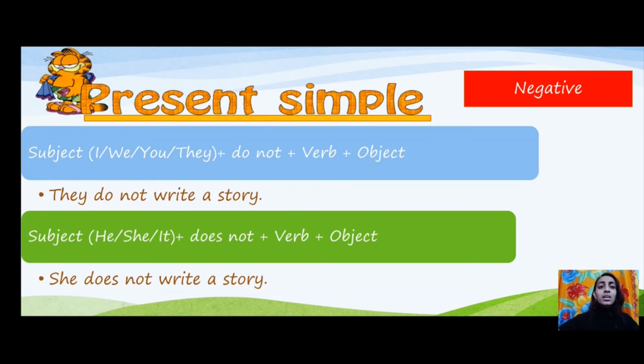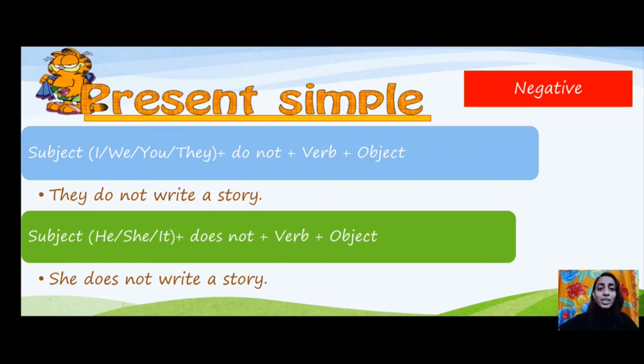Fine, let us read the structure first. Subject. If the subject is plural, then we are supposed to add do, not, and then comes the first form of the verb, and then comes the object. Like for example, they is always followed with the auxiliary verb do or does? Do. Very good. They do not write a story. I do not write a story. You do not write a story. They do not write a story.